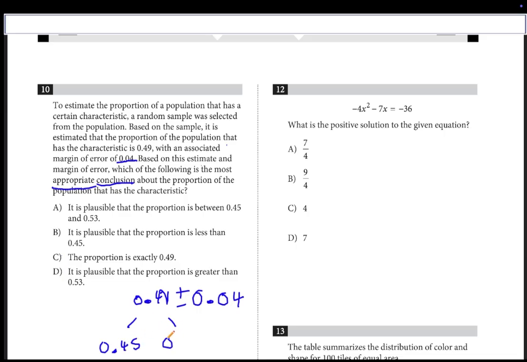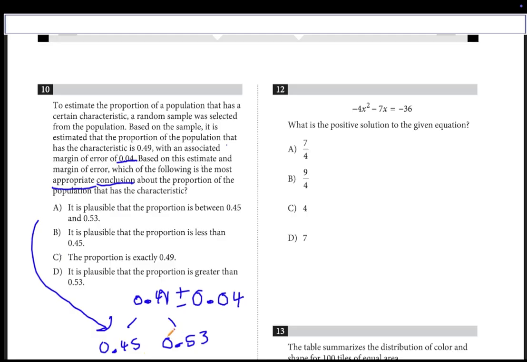And then add that at 0.53. So that means our answer choice has to represent 0.45 and 0.53. So we can start with A and C, which one is the most appropriate conclusion. Number A states, it is plausible that the proportion is between 0.45 and 0.53. This seems right because based on the calculations we just did right here, we know that the most appropriate proportion of the population is between 0.45 and 0.53.